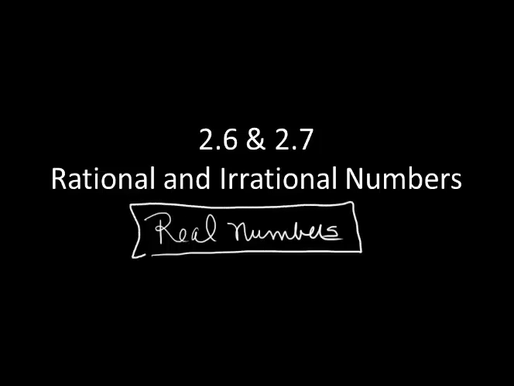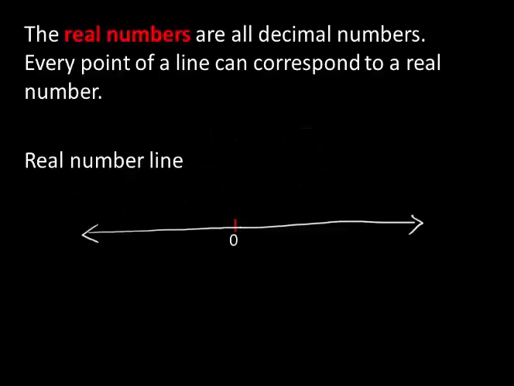The real numbers are the set of numbers, the largest set of numbers that most of you have considered. It's all decimal numbers. Some are rational and some are irrational, and we want to go through those definitions in this section. The real numbers are all decimal numbers, and they correspond to points of a line. Every point corresponds to a real number, and every decimal number corresponds to a point.